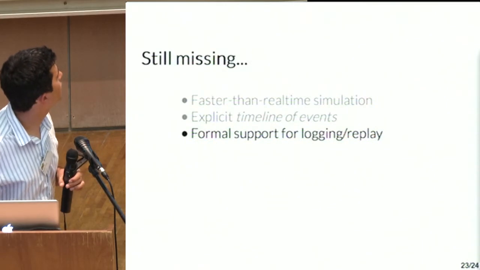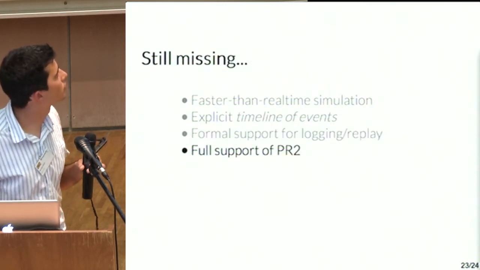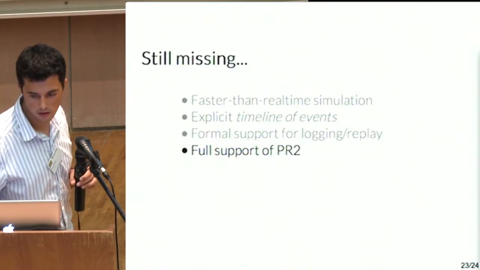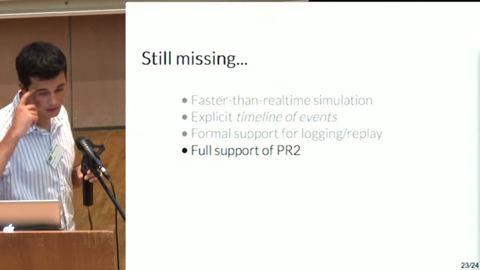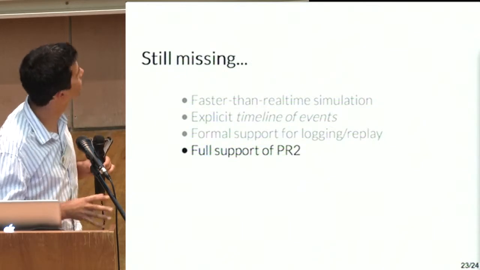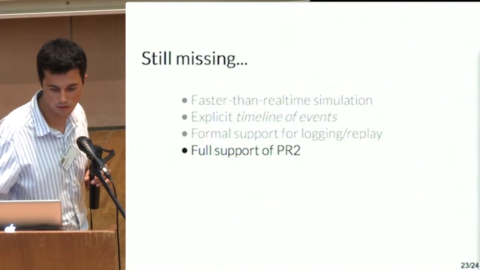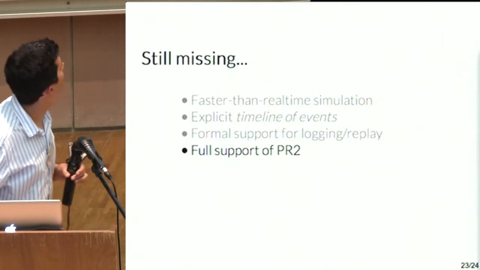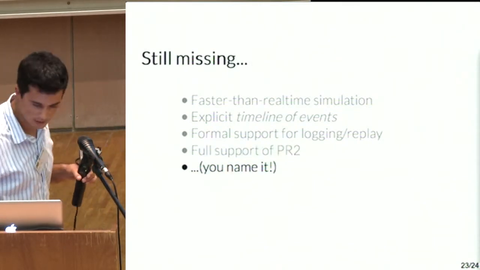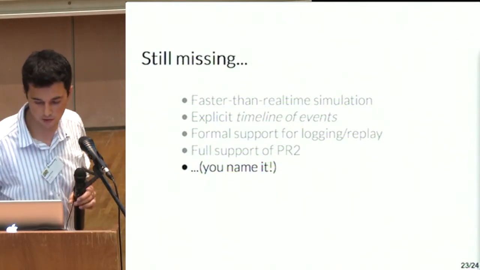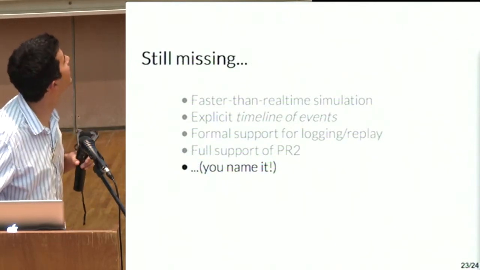Full support for PR2. For the moment, we support all the arms and sensors, but I guess what's missing is grippers. So this is an interesting feature to develop. And of course, it's fully open source, it's BSD, so you take it, you do whatever you want. If you want, you contribute, and we will be happy to merge your patch.